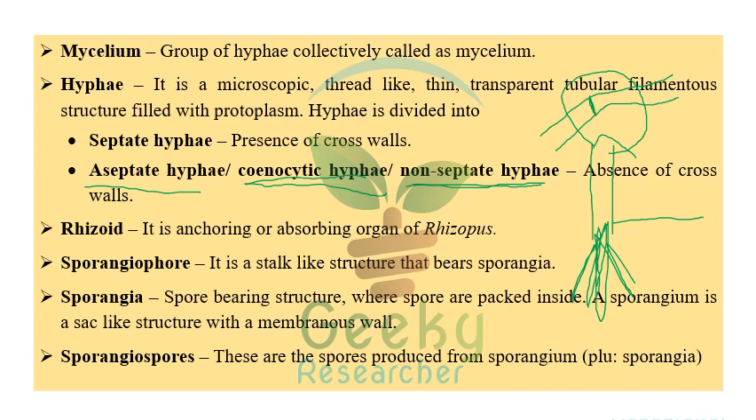The next one is sporangiophore. This stalk-like structure is called the sporangiophore. Imagine, let me draw a diagram. This stalk-like structure is called sporangiophore. At the top there is a globose structure, which is called the sporangium. Inside the sporangium, small spores will be there. These spores are called sporangiospores.